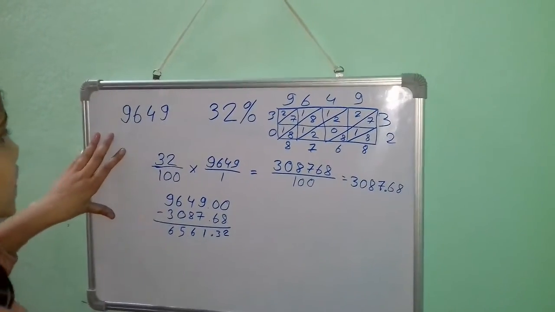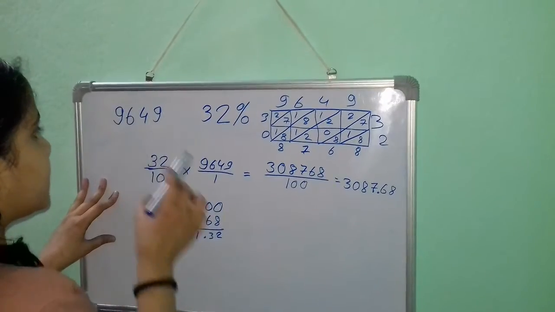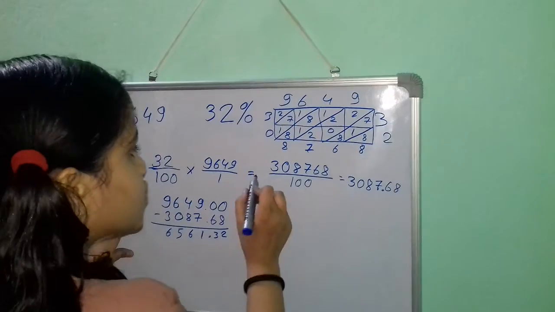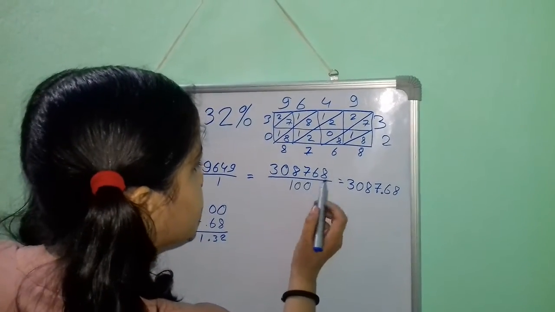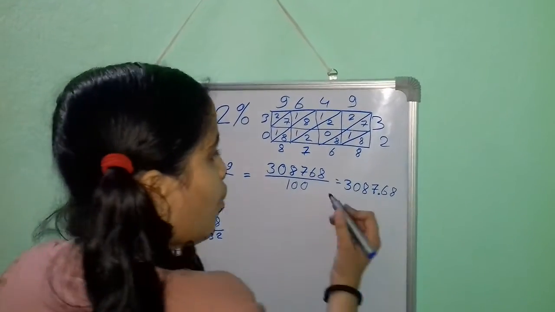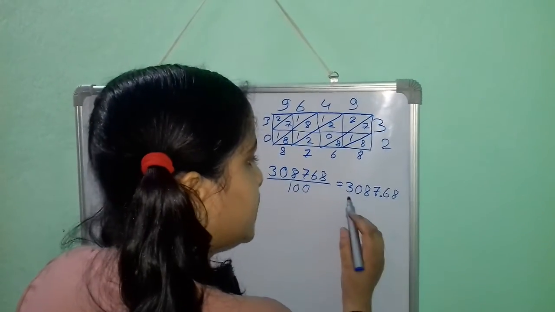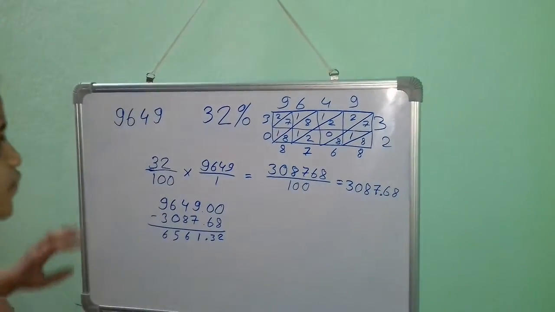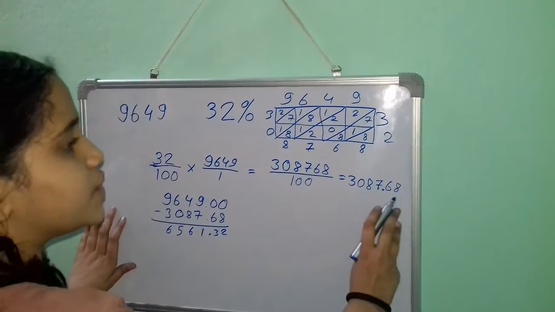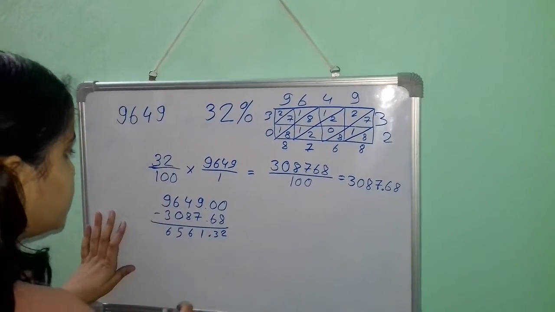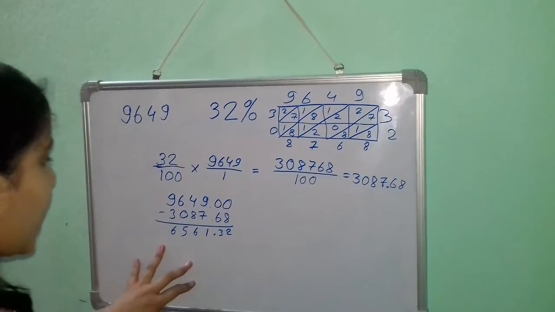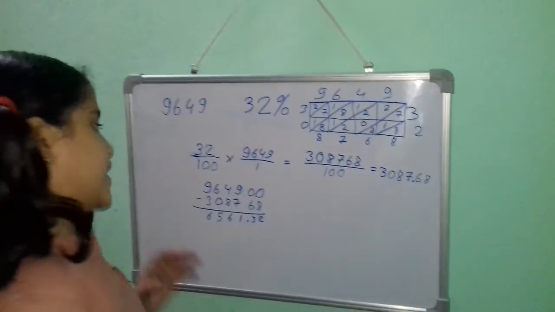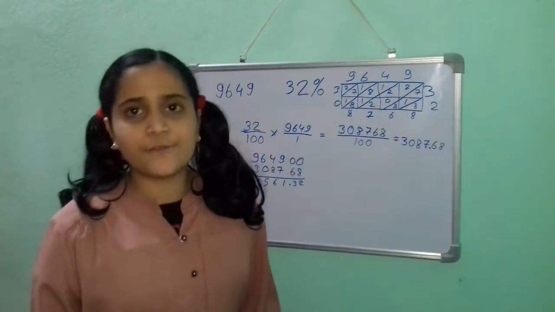Now this was very easy. First, we have to multiply 32% by 9649. So 32 by 100 and 9649, so we get 308768.100. Now we have to change it into decimal, and the answer we got was 3087.68. Now we have to subtract 3087.68 from 9649.00 and we have got our answer, which is 6561.32. You can also check it from a calculator. It is absolutely right.